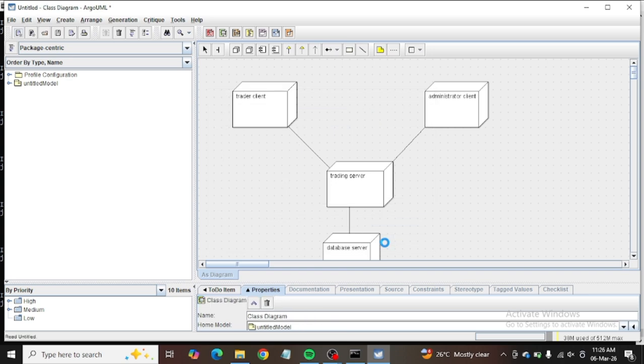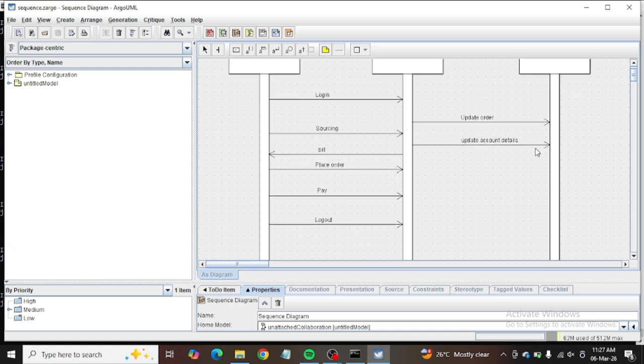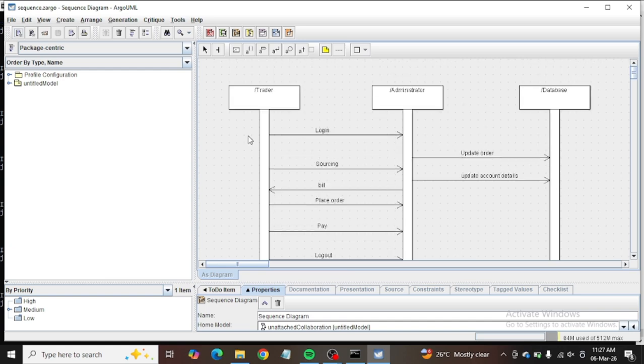Now we have opened it. This diagram represents the sequence diagram. A sequence diagram shows the order in which the messages are exchanged between the different objects in the system. The sequence starts when the trader logs into the system, and after successful authentication, the trader places a trade request.